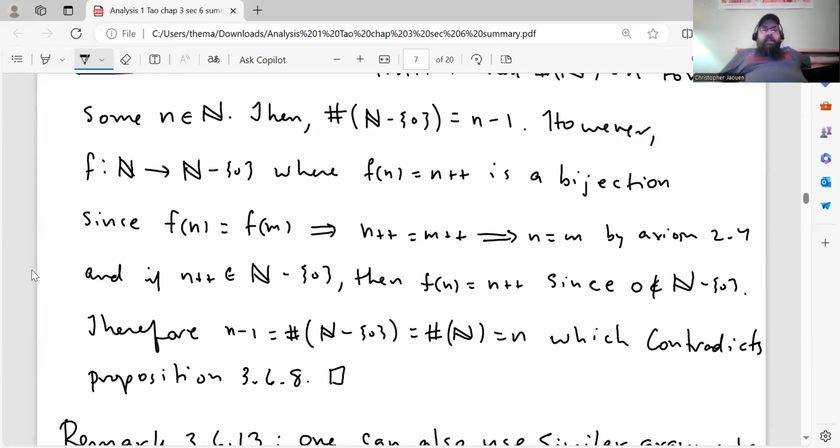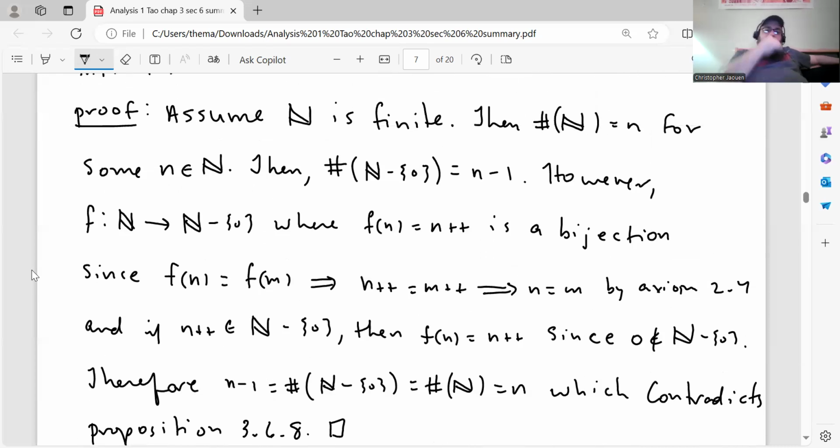And if the successor of n is an element of N minus the singleton set containing 0, then f of n equals the successor of n, since 0 is not an element of N minus the singleton set containing 0, right? 0 is the only natural number that doesn't have a successor. Therefore, n minus 1 is equal to the cardinality of the natural numbers minus the singleton set containing 0, which is equal to the cardinality of the natural numbers, which is equal to n. In other words, that implies that n minus 1 equals n, but that contradicts proposition 3.6.8. Therefore, our assumption that N was finite was false, therefore it's infinite.